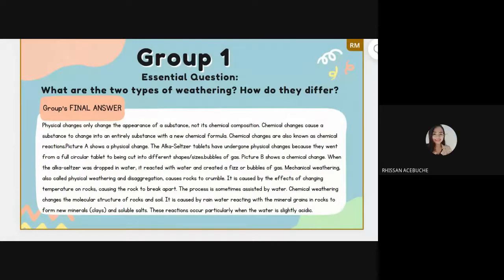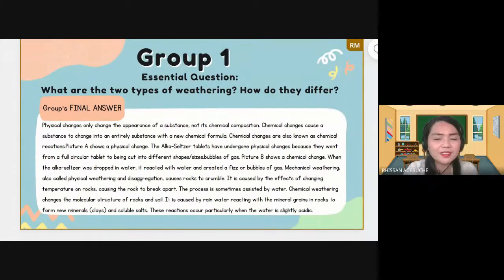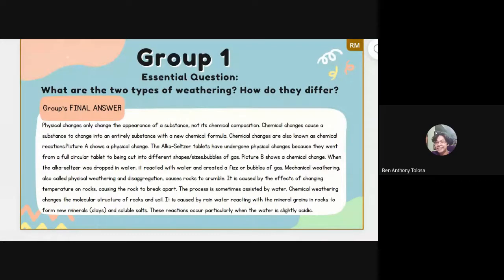And for your final answer? The final answer is, picture A shows a physical change. The Alka-Seltzer tablets have undergone physical changes because they went from a full circular tablet to being cut into different shapes and sizes. And picture B shows a chemical change when the Alka-Seltzer was dropped into water. It reacted with water and created a fizz or bubble of gas.